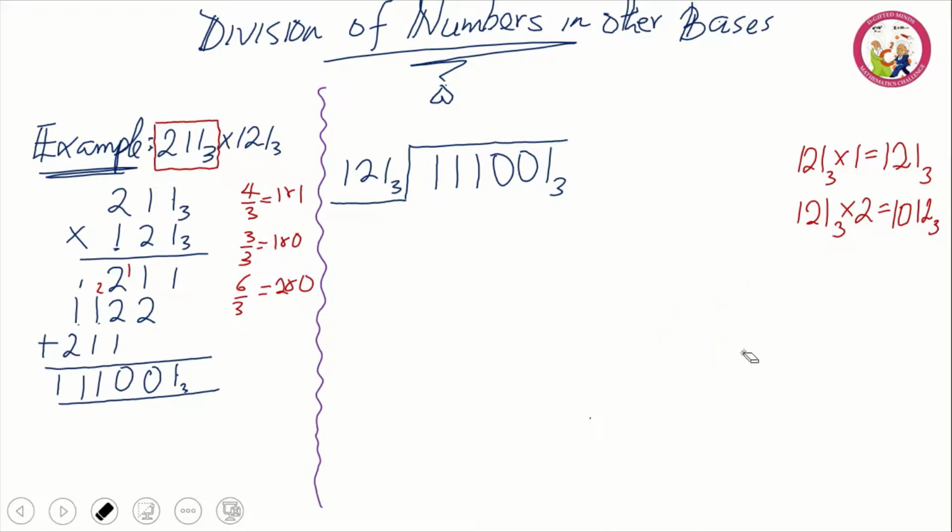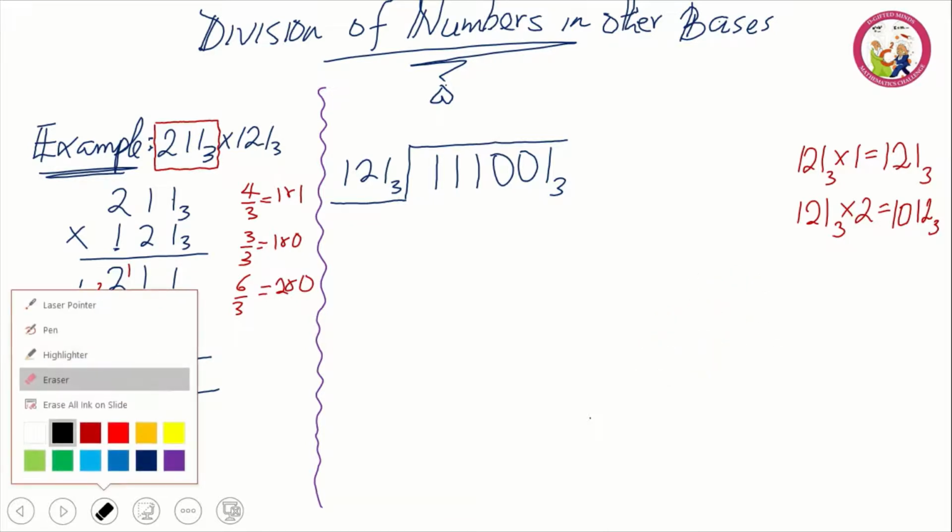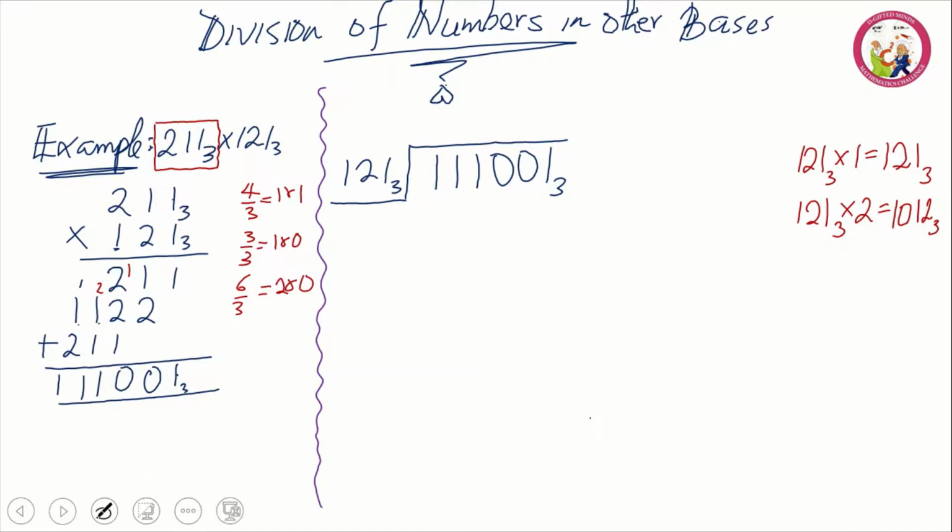Now that we've gotten the multiplication table of 121 in base 3, it is high time for us to continue with the division. Okay, how do you go about this? Consider the first 3 digits, because the divisor is a 3-digit number, 121. You consider the first 3 digits, 111. In this case, 111 is less than 121. You extend to the first 4 digits, 1110.